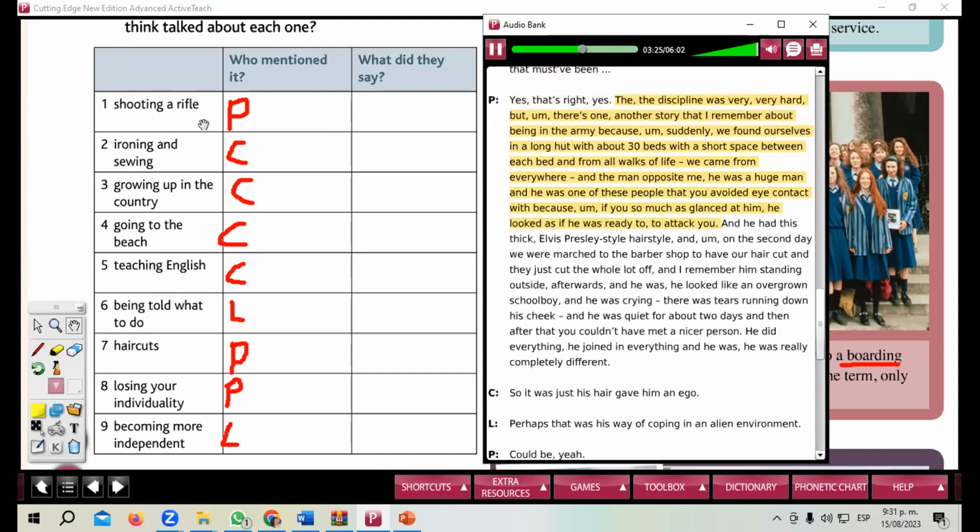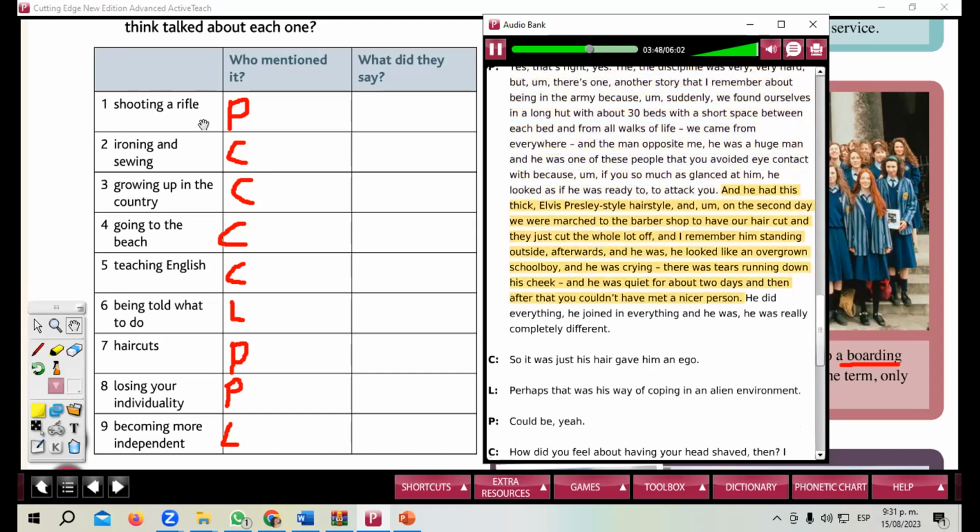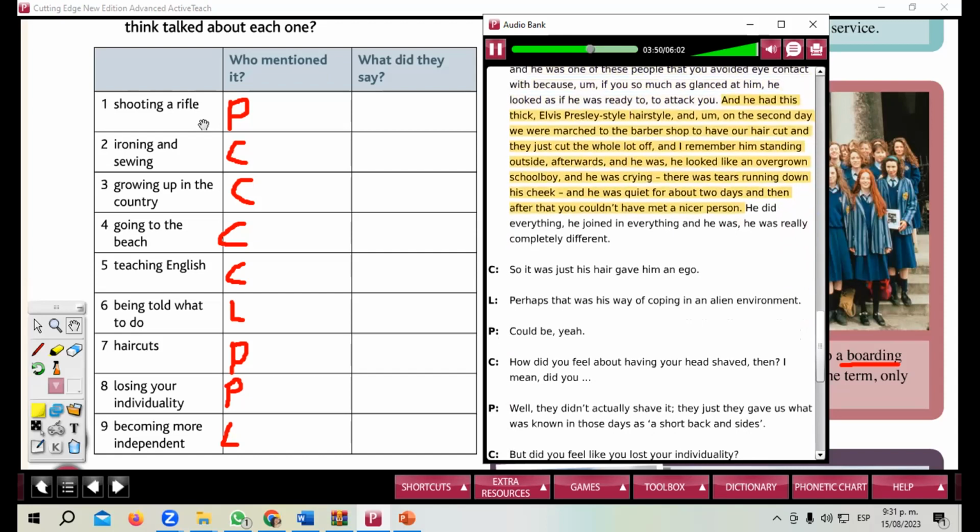Suddenly we found ourselves in a long hut with about 30 beds, with a short space between each bed. And from all walks of life, we came from everywhere, and the man opposite me, he was a huge man, and he was one of these people that you avoided eye contact with, because if you so much as glanced at him, he looked as if he was ready to attack you. And he had this thick Elvis Presley style hairstyle.